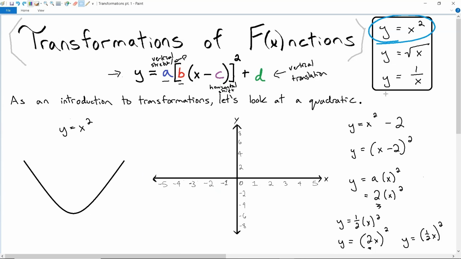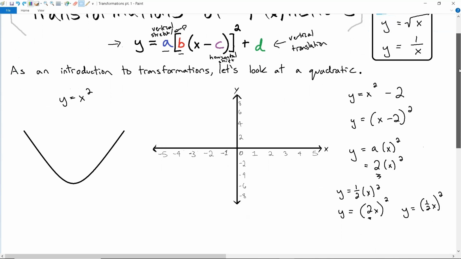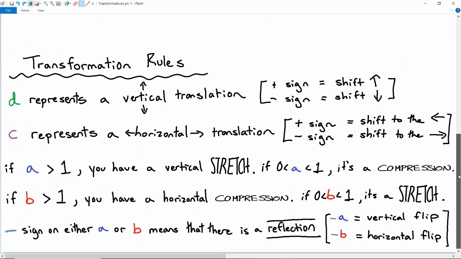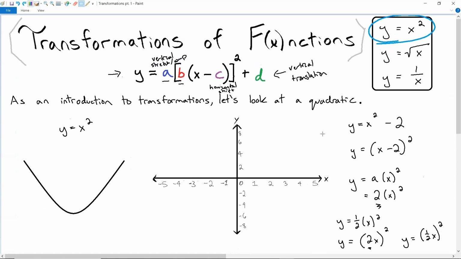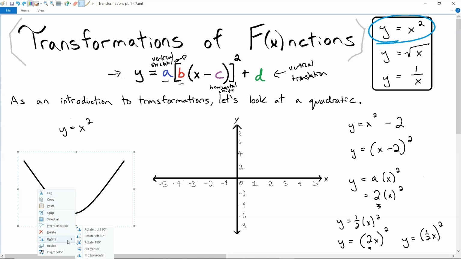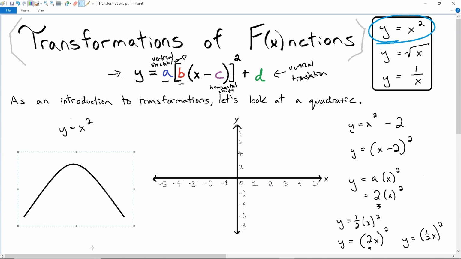And finally, we have the idea of whether or not our a or b values are negative or positive. If we have a negative sign on our a or b value, that means that there is a reflection, and the direction of that reflection depends on whether it's a or b. If we make a negative, that will be a vertical reflection. So let's see if I can do that here. Let's flip this vertically. So this would be the equation y equals negative x squared.